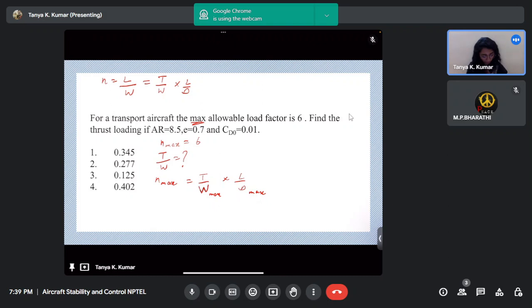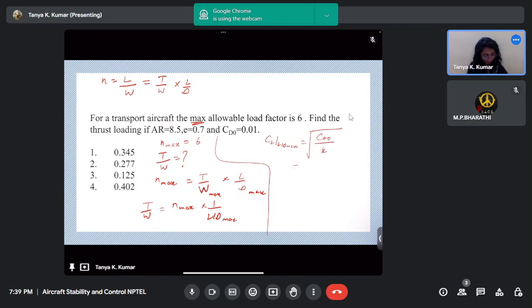Okay, let's just try doing this. So they've asked you to find thrust loading. So if I just rearrange these terms, what do we get? We get N max into 1 by L by D max. Now how do we find L by D max? So just take this. So CL at L by D max. What was the formula? It was under root CD naught by K, we just saw this. So just substitute the value.